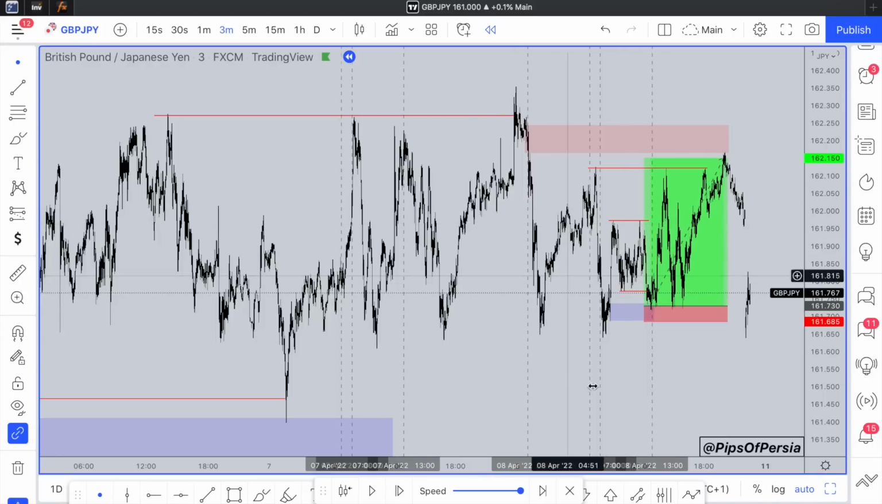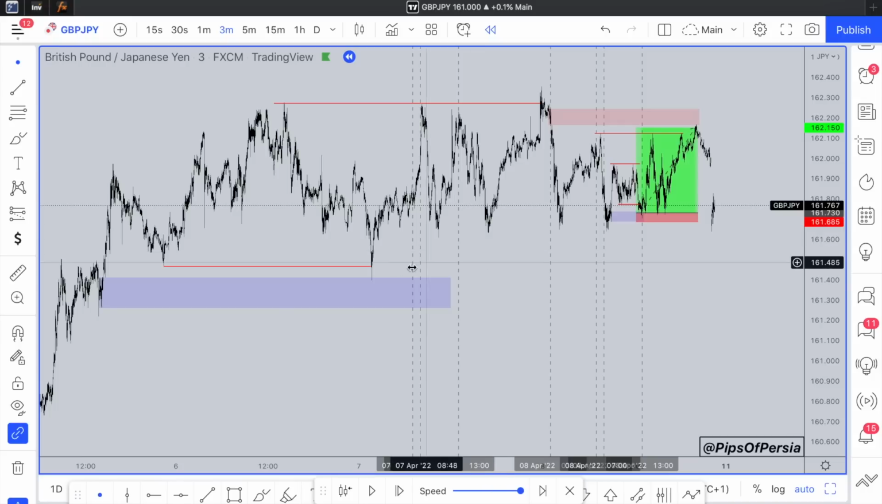And now this GBP JPY trade, which was a very interesting one for me as well, simply because it was executed within a consolidation range.